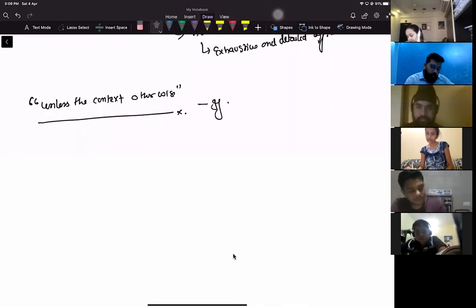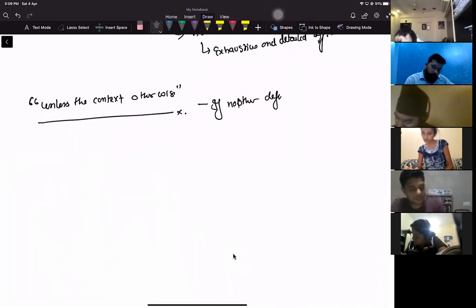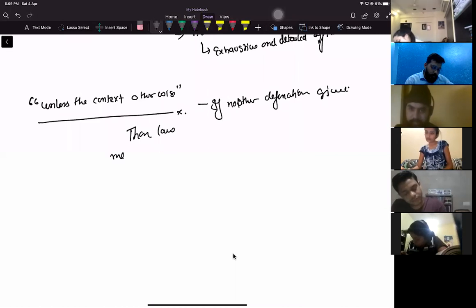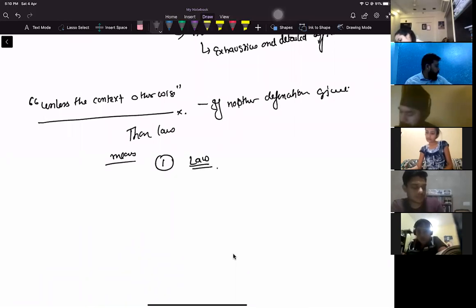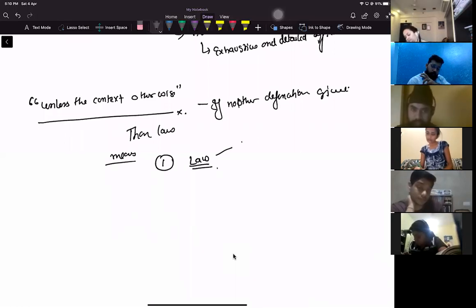If no other definition is given, then law means this. They say first, law includes. This is an inclusive definition. This says first, law includes any ordinance. They're saying ordinance is a law. We know what is ordinance.